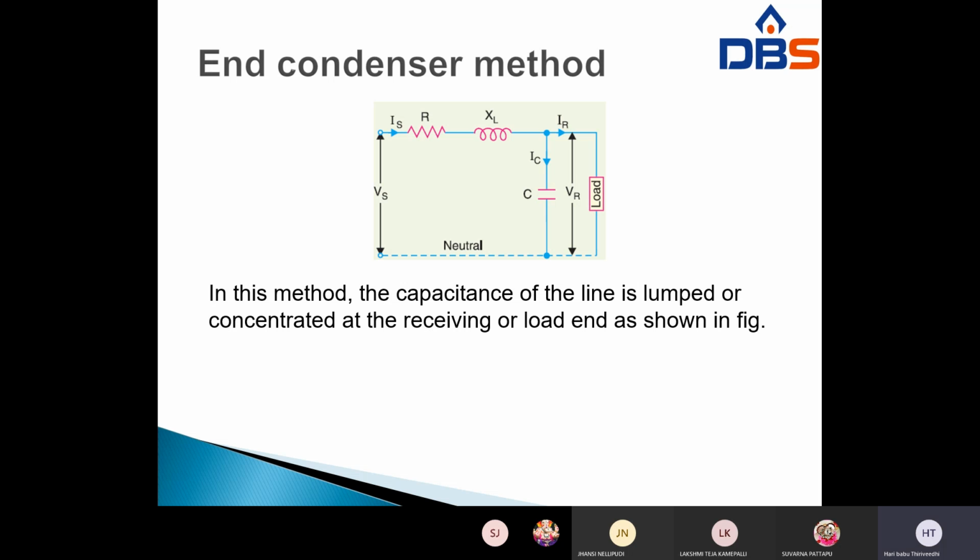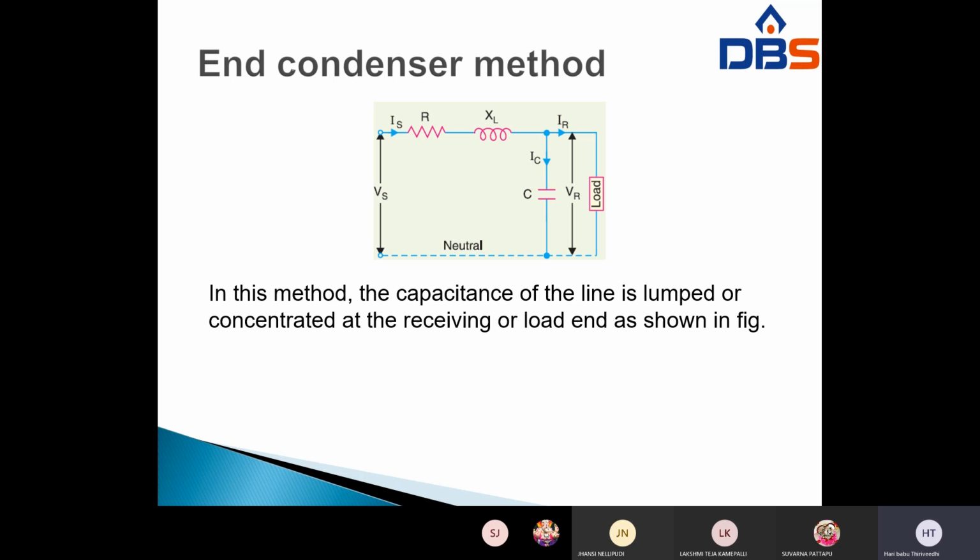So look at the figure. The capacitance is connected across the load. The sending end current is distributed as capacitance current and receiving end current: IS is equal to IC plus IR. So look at the figure. This method of localizing the line capacitance at the load end overestimates the effect of capacitance.